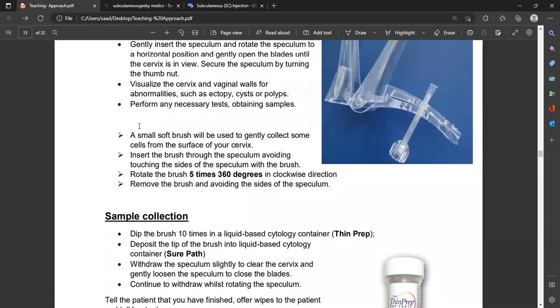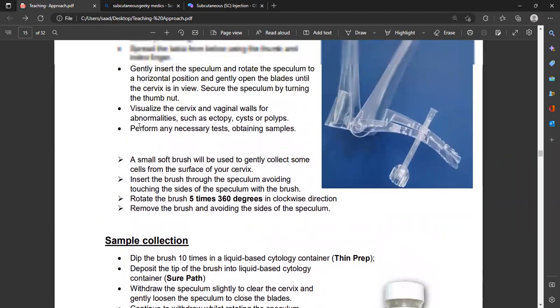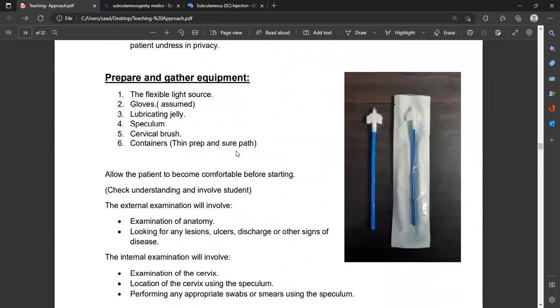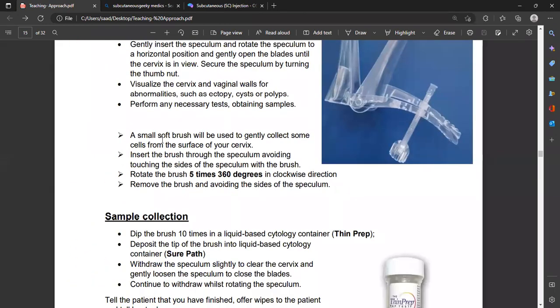And same, then tighten the knob, place the speculum there. And now it is time to take samples. This is the brush. You have uncovered the brush into the kidney tray. Now time to take samples. How to take the sample? The soft brush is there. You have to just rotate it on the cervix 5 times, 360 degrees, like the whole circle. 5 times you have to rotate it.